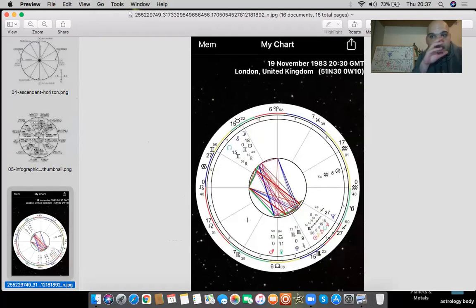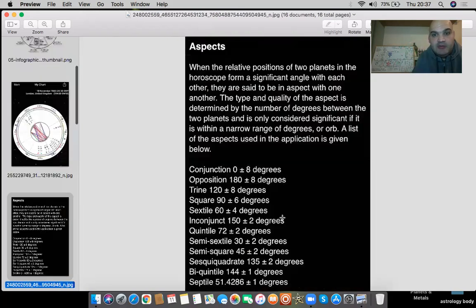But the main thing we're going to do today is understand what these red and blue lines are. Like I mentioned earlier, the red lines are not so good angles and the blue lines are more harmonious angles. And we're going to go through each one and talk a bit about them.